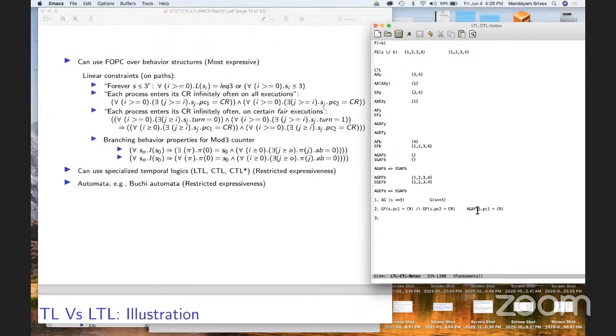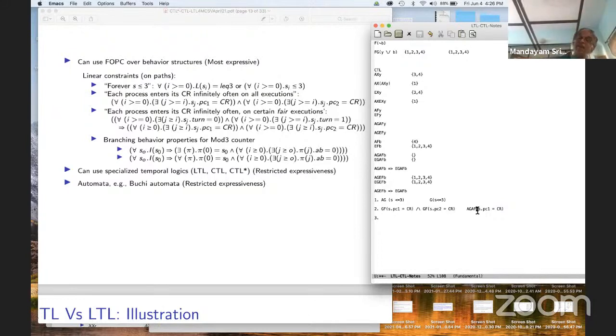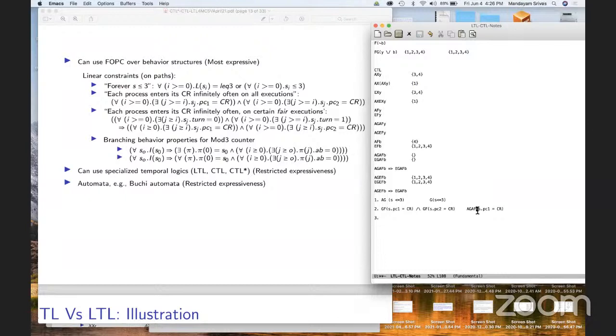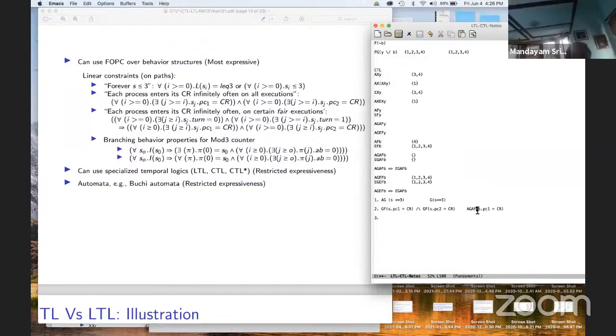If you do AGF, that is CTL star, but it is pretty much LTL, because LTL already has it implicitly. So if you really want to express it in CTL, this is AG of AF. This and this one.